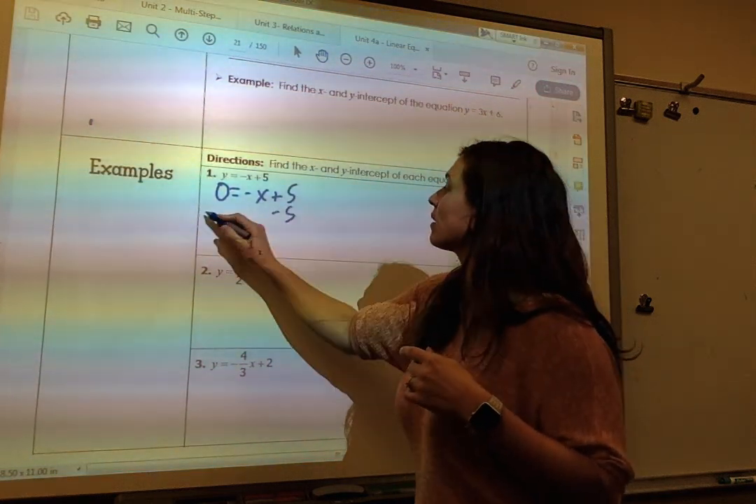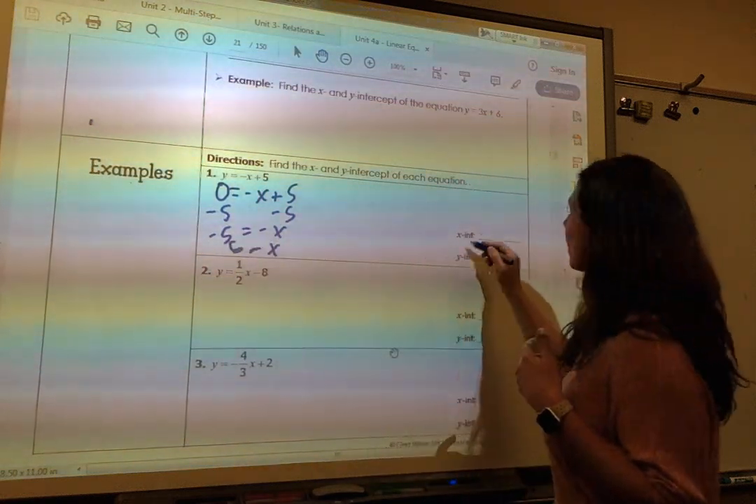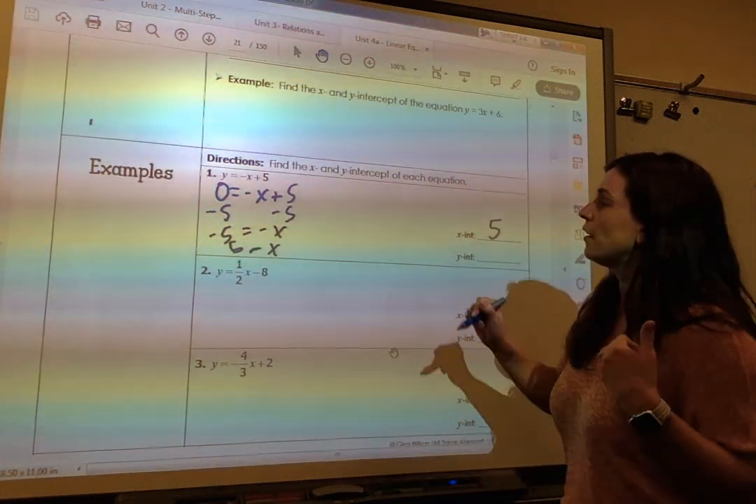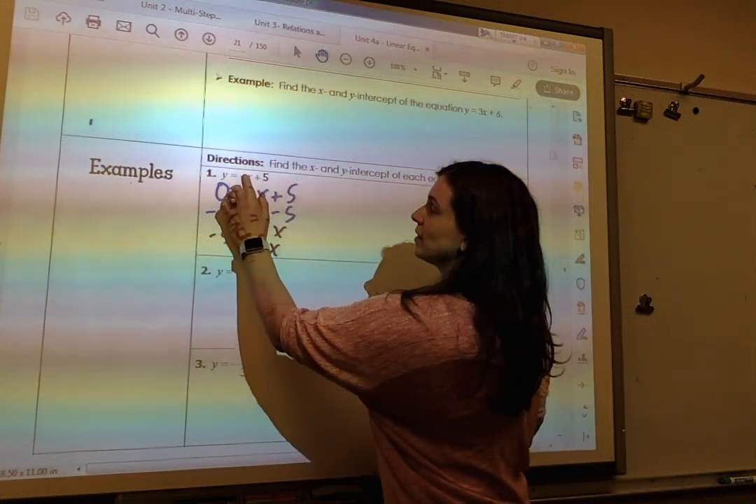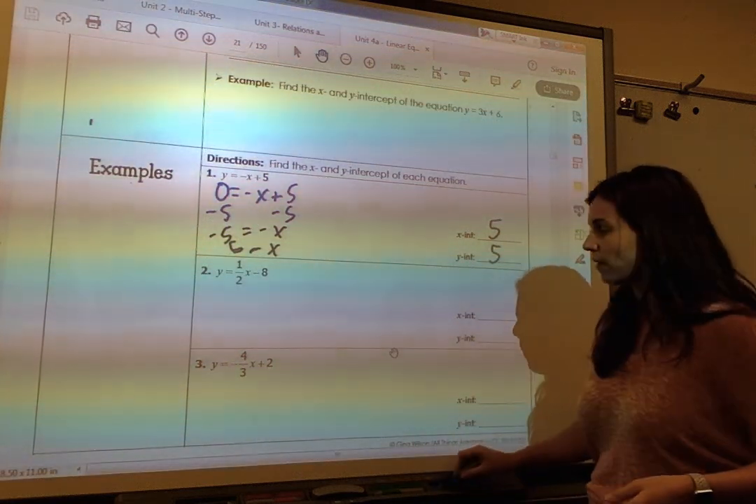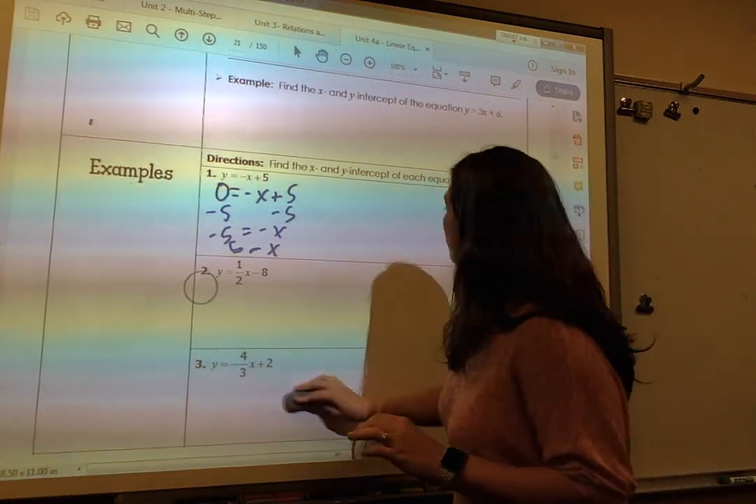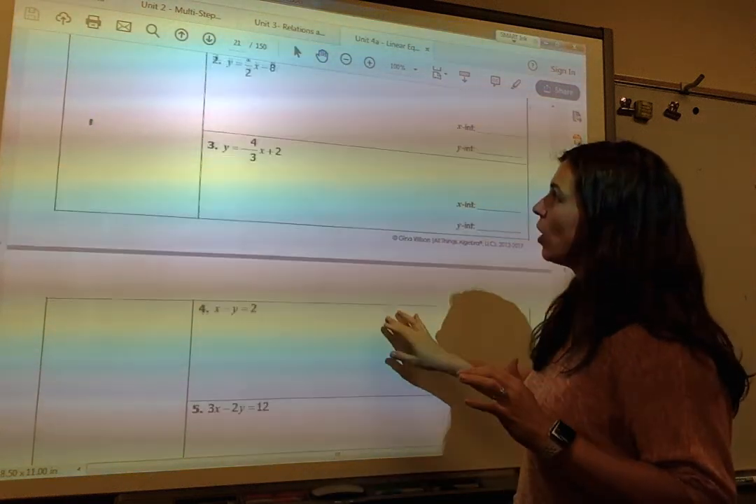And now I just solve for x. x equals 5. So my x-intercept is 5. And if I want to find my y-intercept, I plug in 0 for x, and that term is just 0, 0 plus 5, and so y equals 5. So I want you to do a couple examples on your own, and I'm going to give you the answers to those. Let's do some odds.